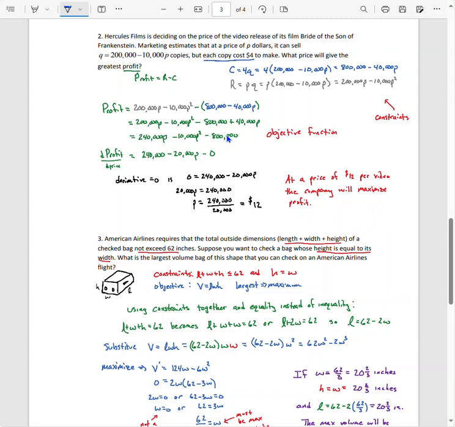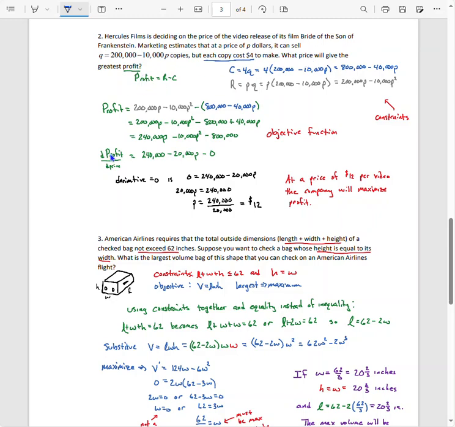I have a negative 800,000. I have 240,000 P and a minus 10,000 P squared. It's really weird that I didn't write it in ascending or descending order. I didn't write it in any order whatsoever. But that's okay, because we want the greatest profit.